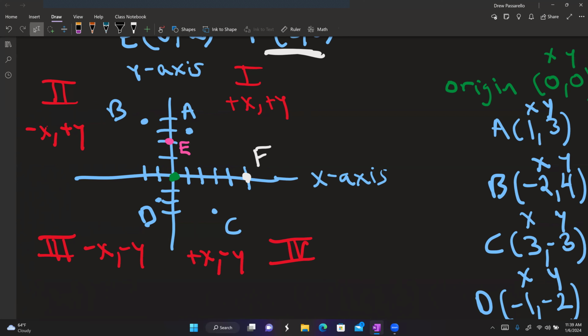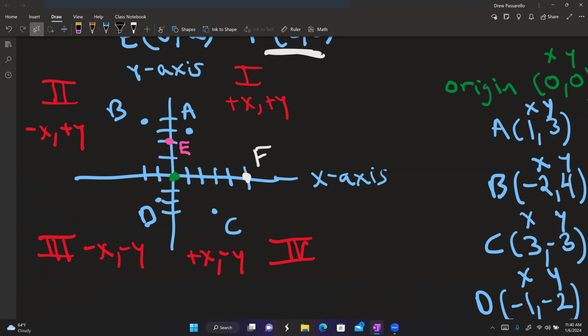I also put in red the different quadrants, quadrant 1, 2, 3, and 4. And then also in red are the signs for the coordinates. So like quadrant 1 has plus x plus y to reiterate that both of the coordinates are positive in quadrant 1. And then quadrant 2 has a negative x, positive y. Quadrant 3 has negative x, negative y. And quadrant 4 has a positive x, negative y. So if you want to pause it, you could write this down. This is basically the answer to the whole problem.